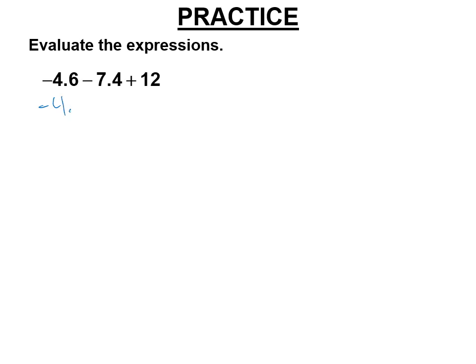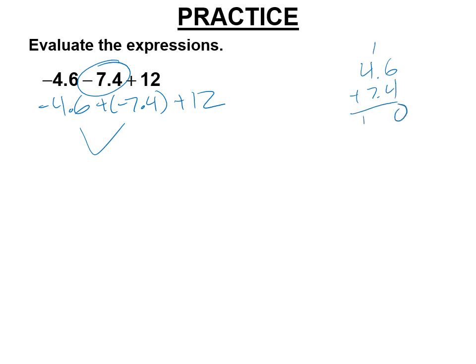You leave the first number the same always. You change just the subtractions to adding the opposite. You leave that plus 12 just the way it is. So I'm going to add these two up, 4.6 plus 7.4. And I'm going to get -12 plus +12. They add up to 0.